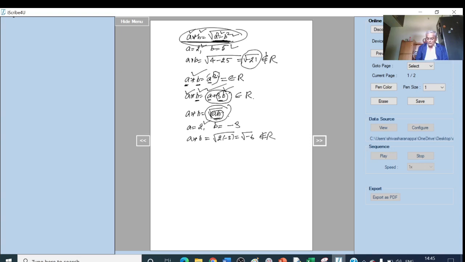So here 2 belongs to R, minus 3 belongs to R, but root of minus 6 does not belong to R. Therefore here this is not a binary operation. Star is not a binary operation.